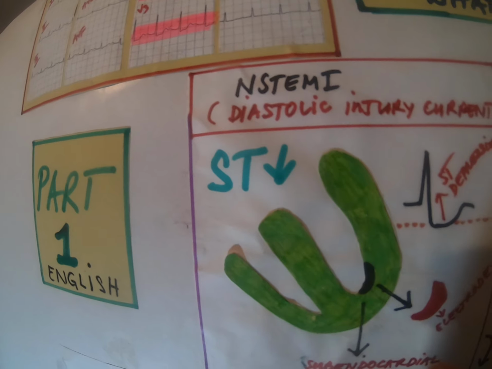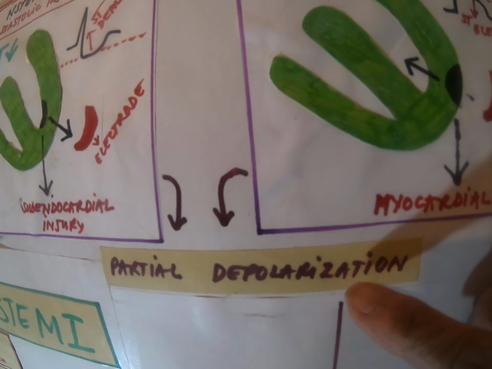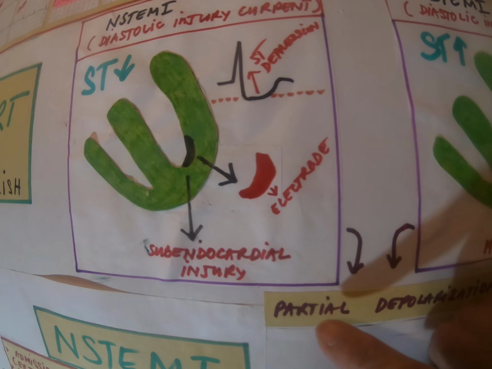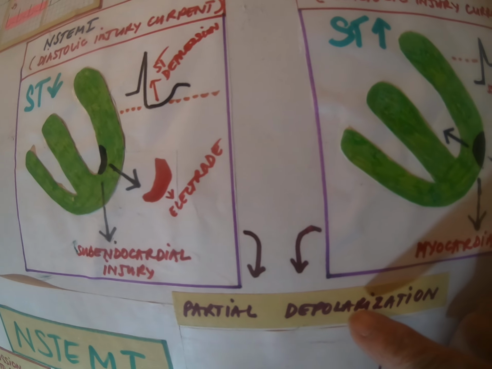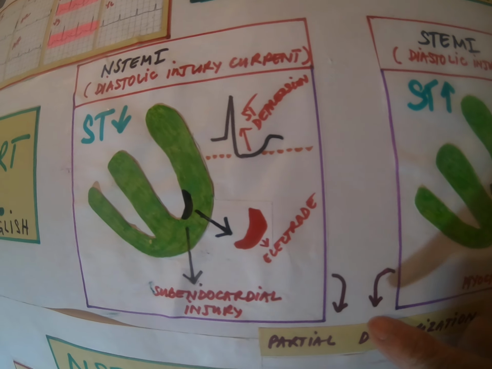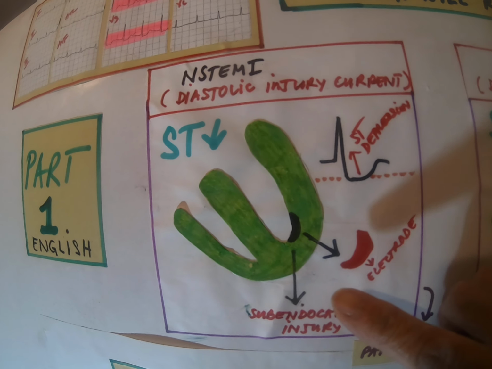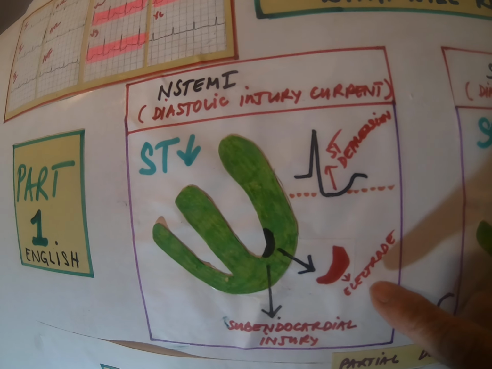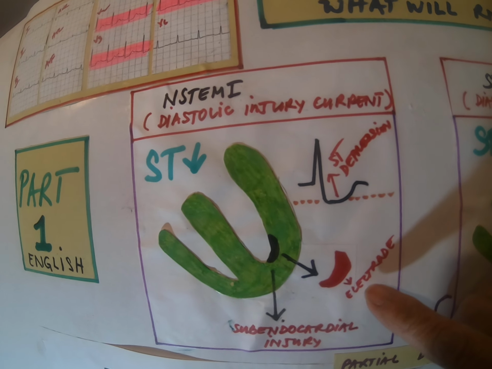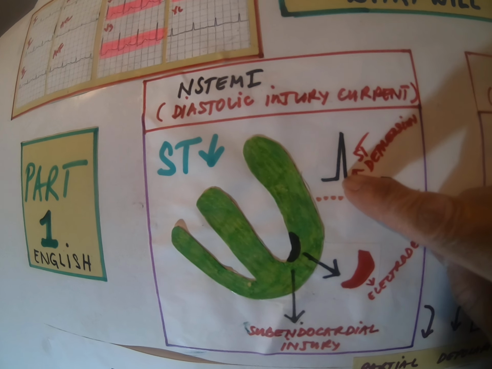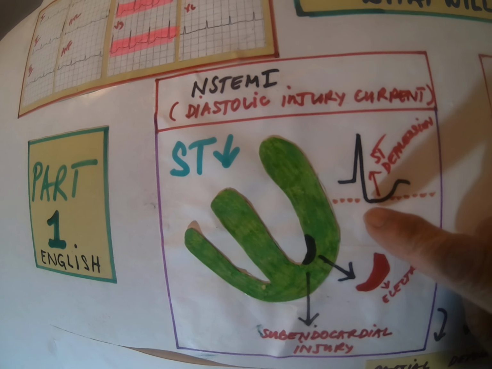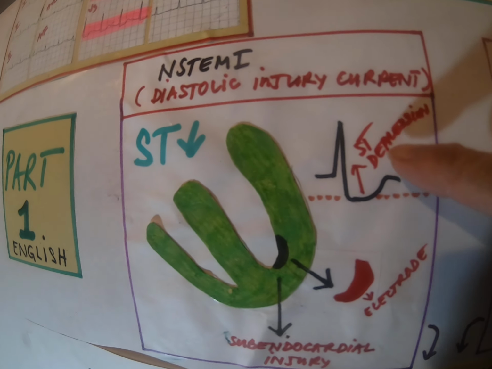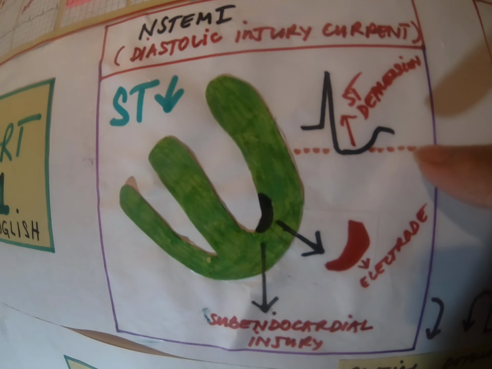And that is followed by partial depolarization. There should be no depolarization happening during diastole, but in here it happens. So there's a partial depolarization during diastole. Electrical forces are created, and they're moving toward the electrode. And this causes the baseline to move upward. There is a full depolarization and stimulation that follow, and then an ST depression is created.